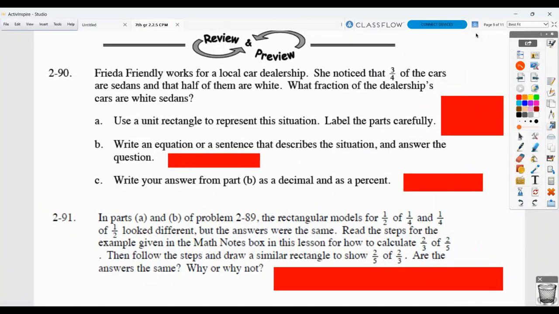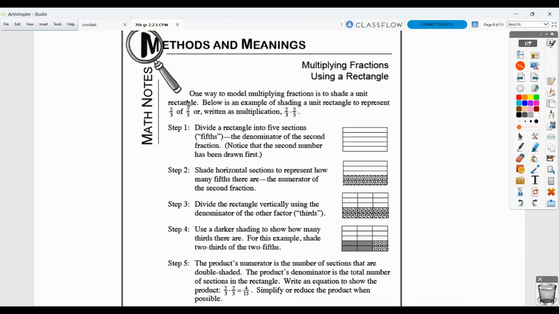This video is to allow you to correct the homework for section 2.2.5. They do give you information in the math notes, which is also in your toolkit, about the idea of showing multiplication with fractions on a rectangle. So for example, this one is 2/3 of 2/5.